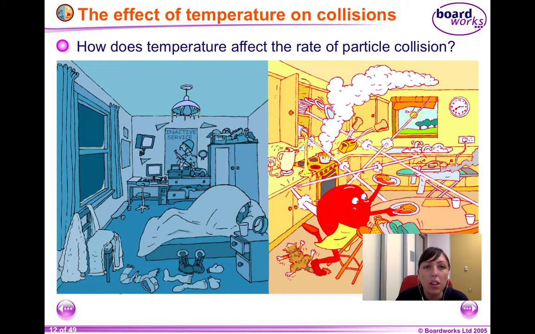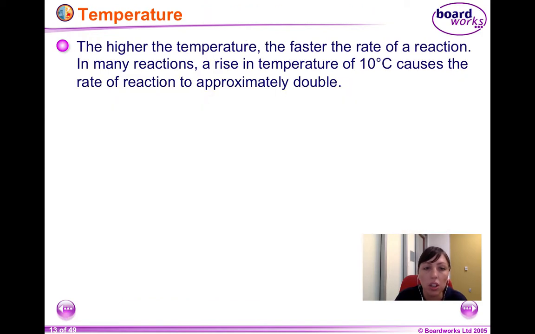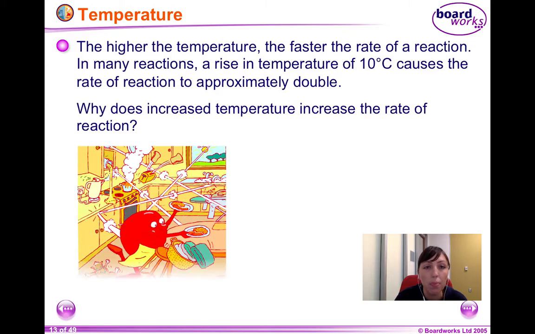So how does temperature affect the rate of particle collision? I said we were going to talk about each of those factors that affect rate of reaction, so we're going to talk about these in detail. The higher the temperature, the faster the rate of a reaction. That makes a lot of sense because the higher the temperature, the more energy is available for the reactants. And in many reactions, a rise in temperature of 10 degrees Celsius causes the rate of reaction to approximately double.